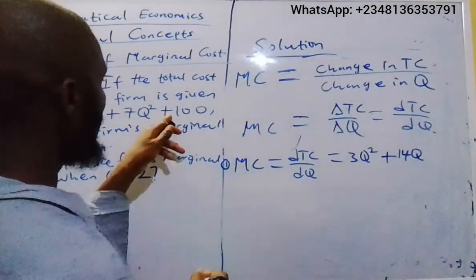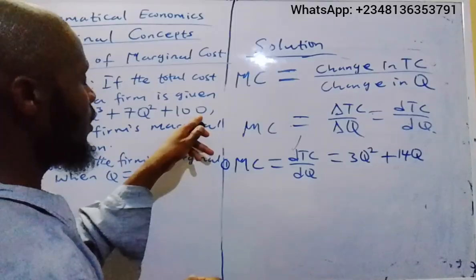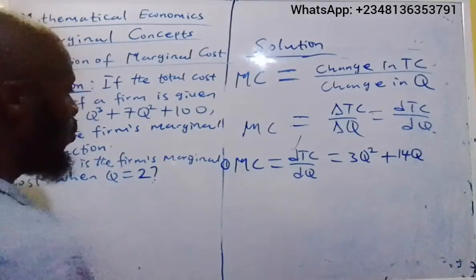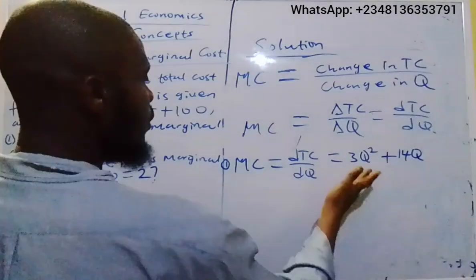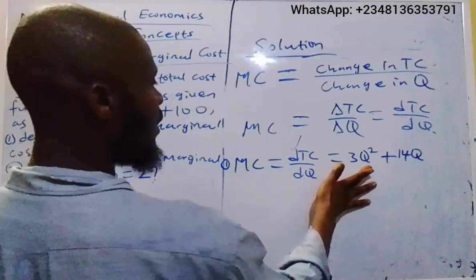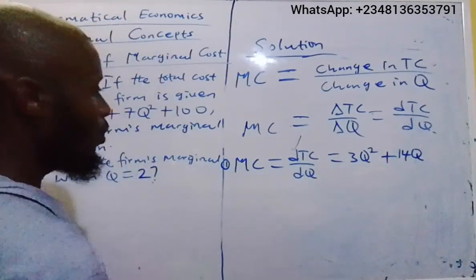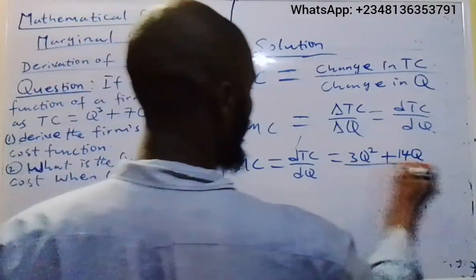Then you have plus a constant. A constant becomes 0 when you differentiate it with respect to Q. So in other words, this is our marginal cost function: MC equals 3Q squared plus 14Q. We have been able to derive our marginal cost function.